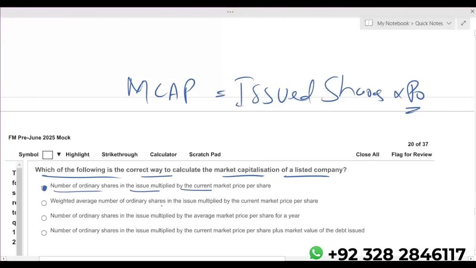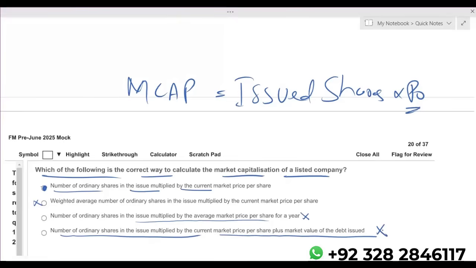Weighted average number of ordinary shares. No, no. Number of ordinary shares in issue multiplied by the average market price. No, not average. Just take the current market value. Number of ordinary shares in issue multiplied by the current market price per share plus the market value of debt. Oh, actually, in market capitalization, only equity is considered, not debt.